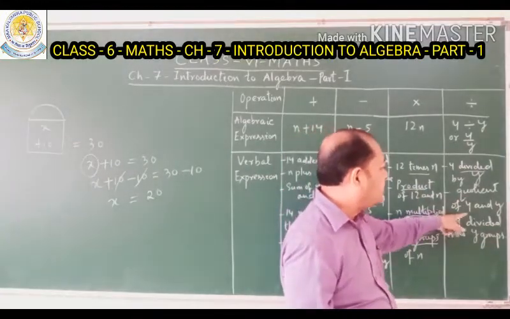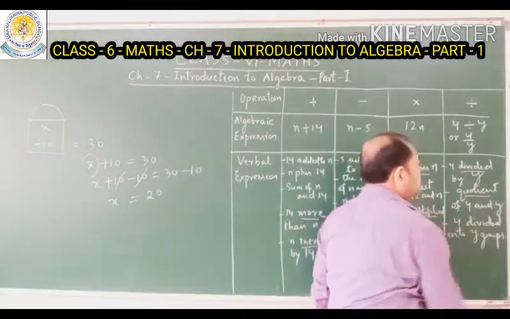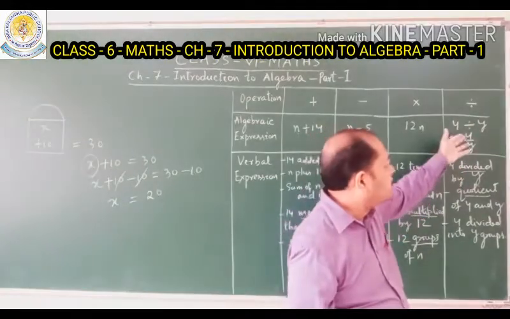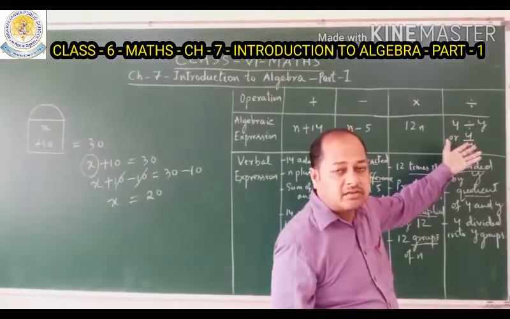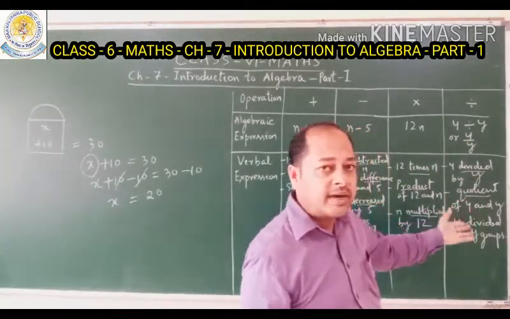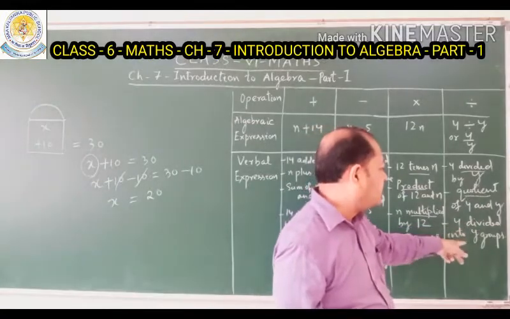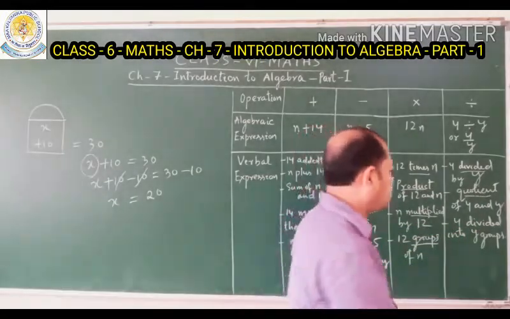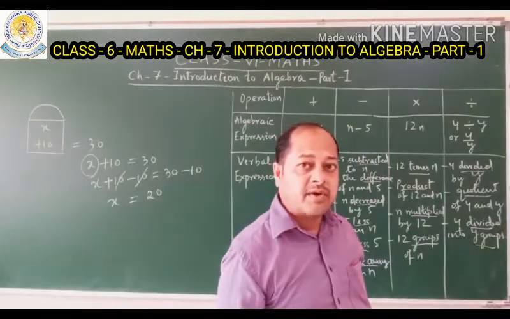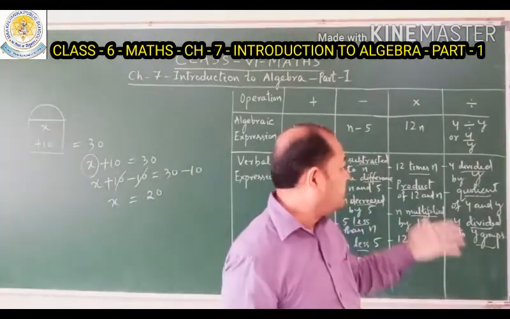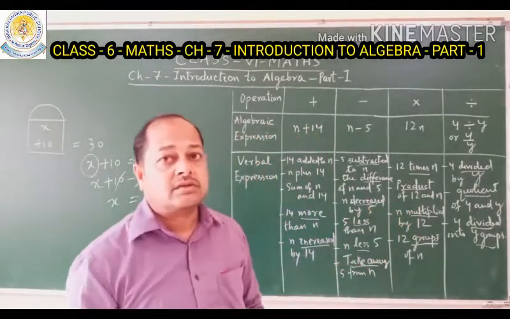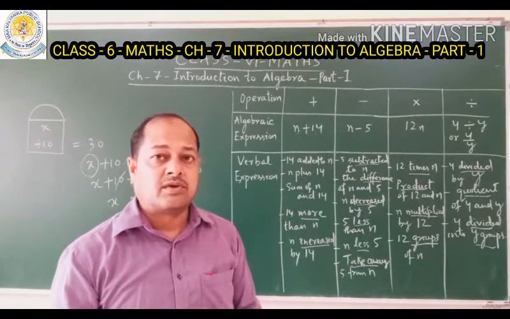Next, quotient of 4 and y. The word quotient is used. Quotient of 4 and y is the result of the solution. It means 4 divided by y, and what result we get, that is the quotient. So quotient of 4 and y. Next, 4 divided into y groups. Here the words divided and groups are used to describe 4 divided by y or 4 by y. If we practice these verbal expressions, it is very easy to solve the story problems or word problems.